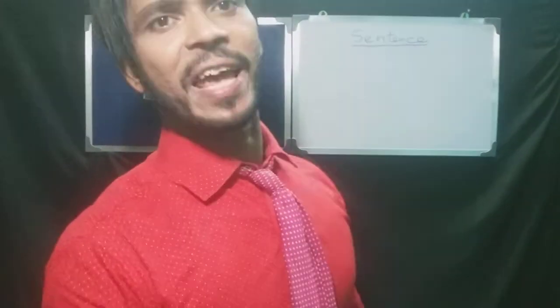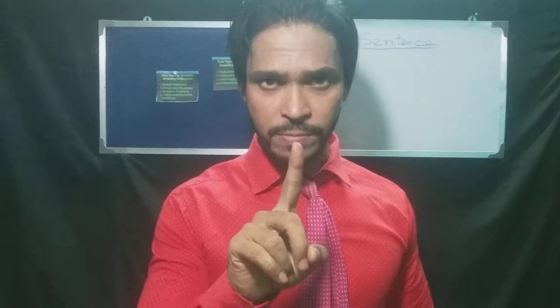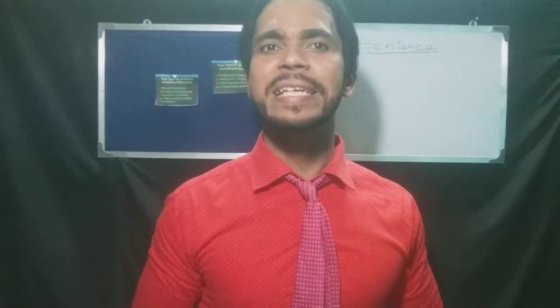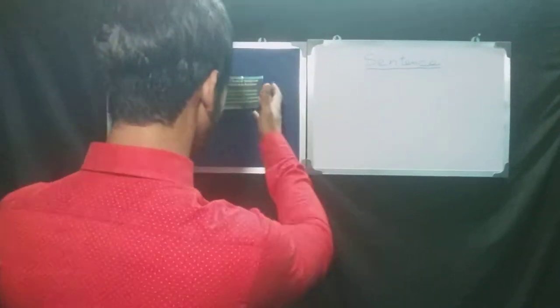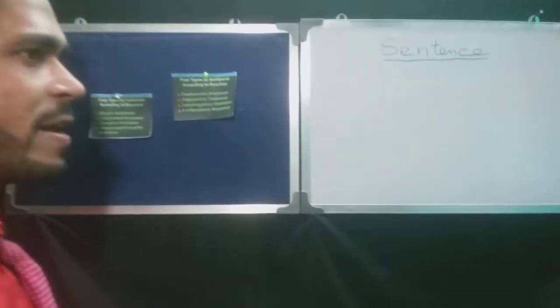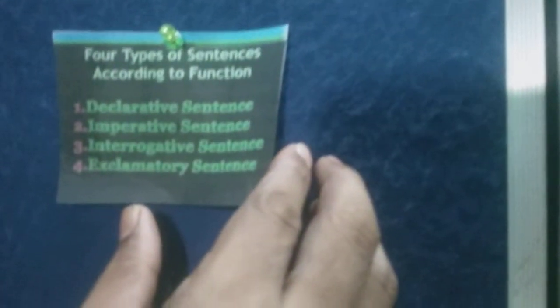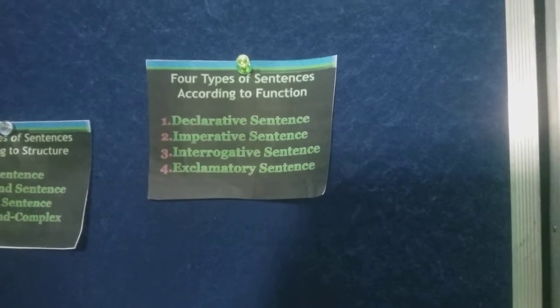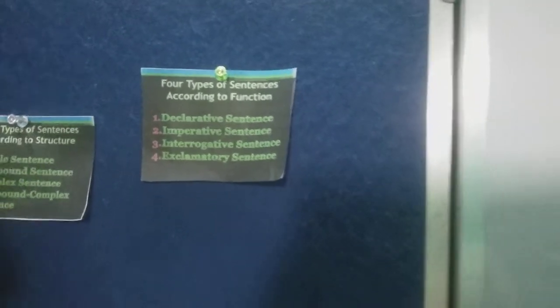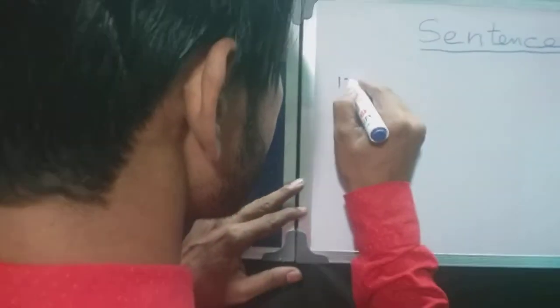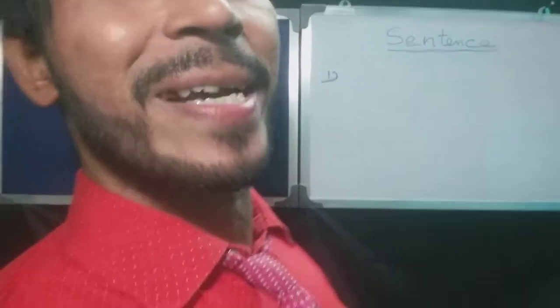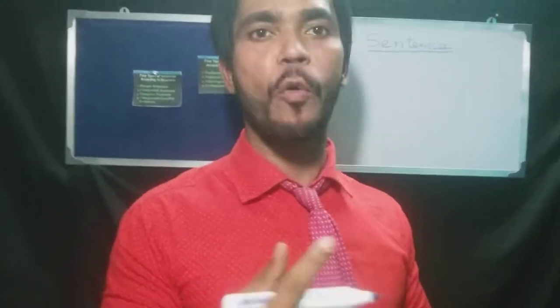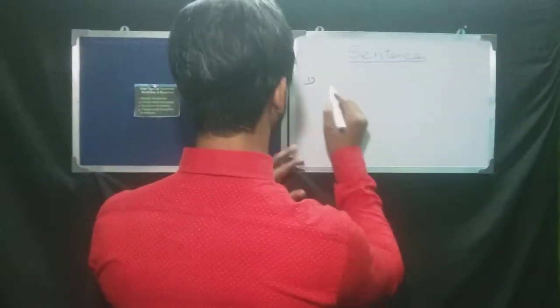Now, how many types are there of a sentence? A sentence has four types according to function and four according to structure. Now, let's check out the types of sentences according to function. Here is given an image about the types of sentences according to function. Let's check it out on board. There are four types of sentences according to function. Remember, the first one is declarative sentences.